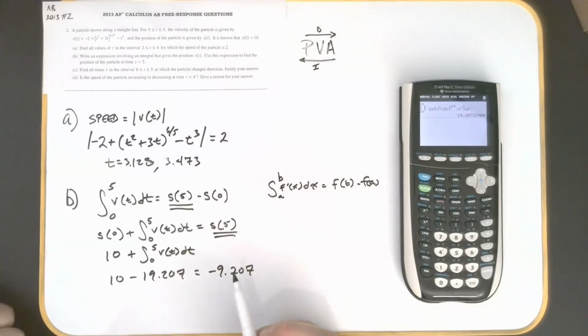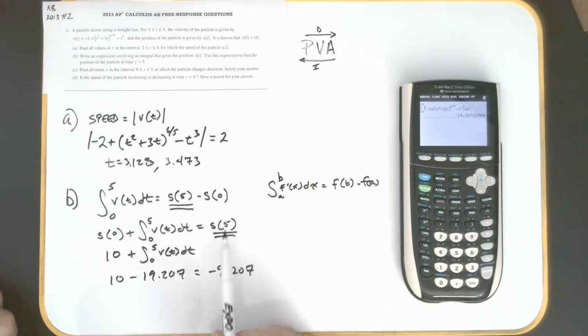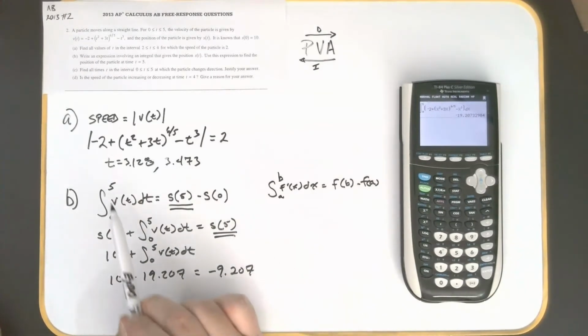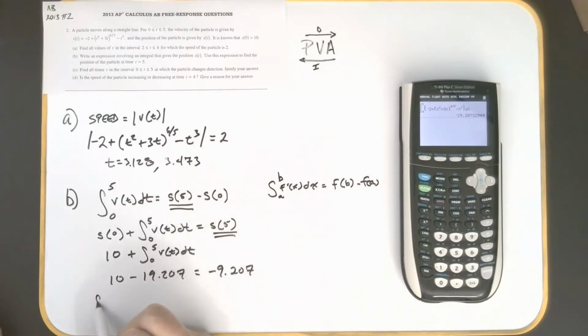Now the earlier part of the question says write an expression involving an integral that gives the position at time t. I think this is easier to follow when we do it with the numbers. What they want you to do is write this in general terms. So I'm just going to replace my 5 with a t value, for any particular t value. In that case, I would integrate from 0 to t a velocity function.